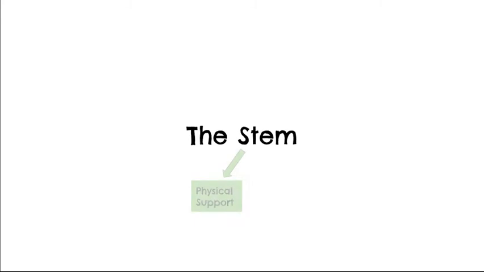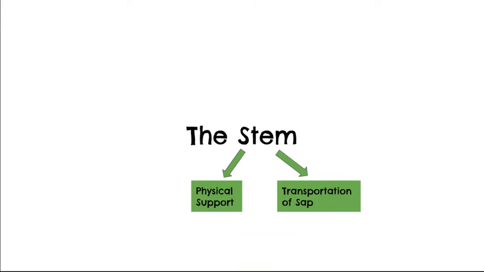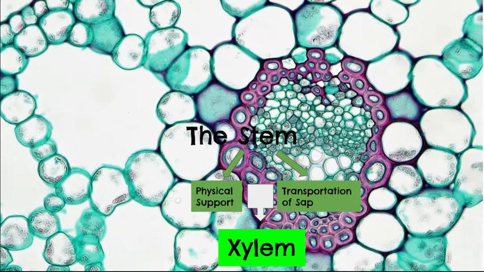The stem. The stem has two main functions: physical support and transportation of sap. The stem contains most of the plant's xylem tissue. Xylem cells grow into long, straw-like tubes. When they die, their thick cell walls remain, forming long fibrous pipes through which sap can flow.